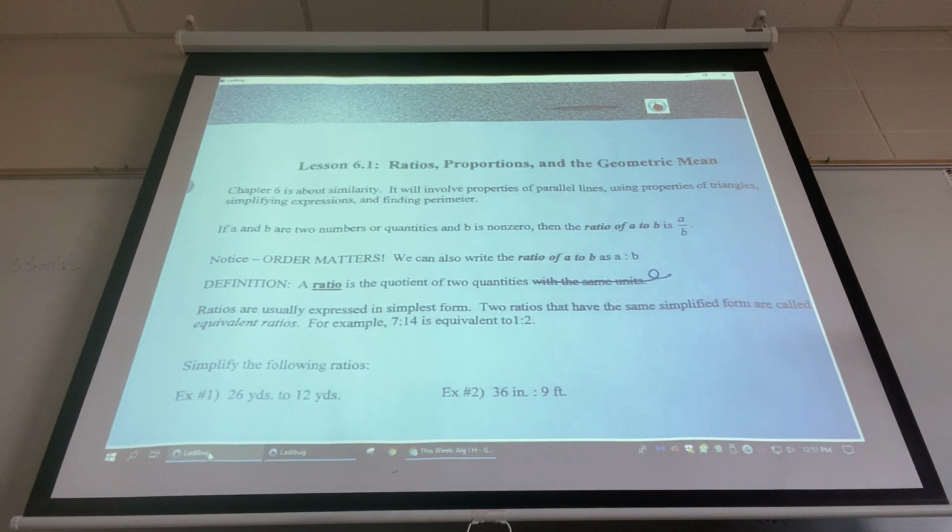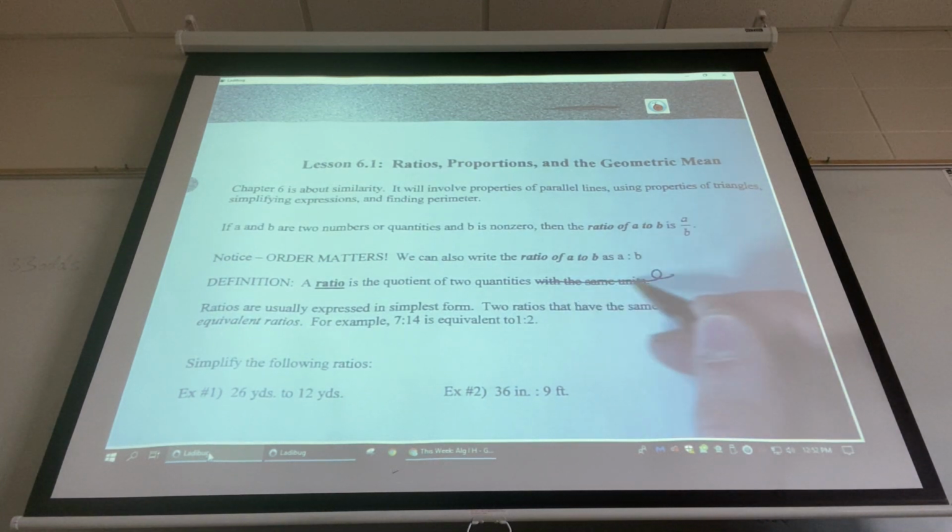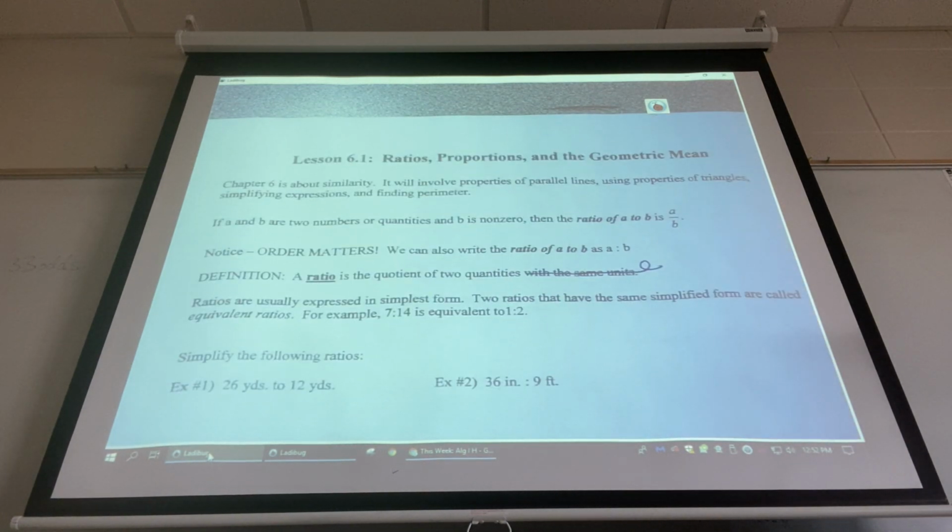What they're getting at is if you have two distances, to get the ratio between them, it's preferred that they're measured using the same units, okay? But this part is not actually part of the definition. And we'll talk about that more on example 2 here.